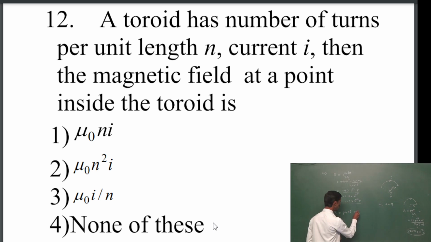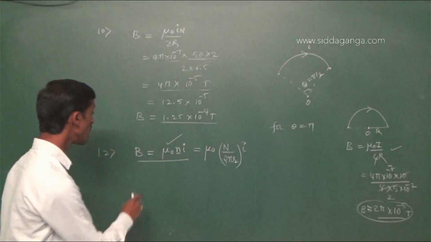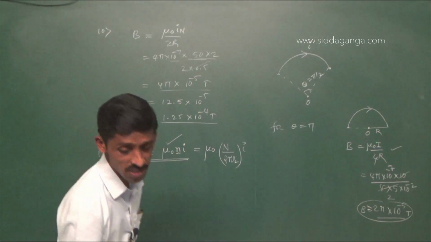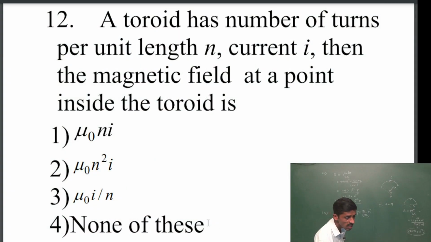Even if length is given, with the total number of turns capital N, it would be mu naught N I divided by 2 pi r. However, here the number of turns per unit length, small n, is mentioned. So the correct answer is mu naught n I only. So what is the answer for the magnetic field at a point inside the toroid? Mu naught n I. So you can see the first option, mu naught n I.